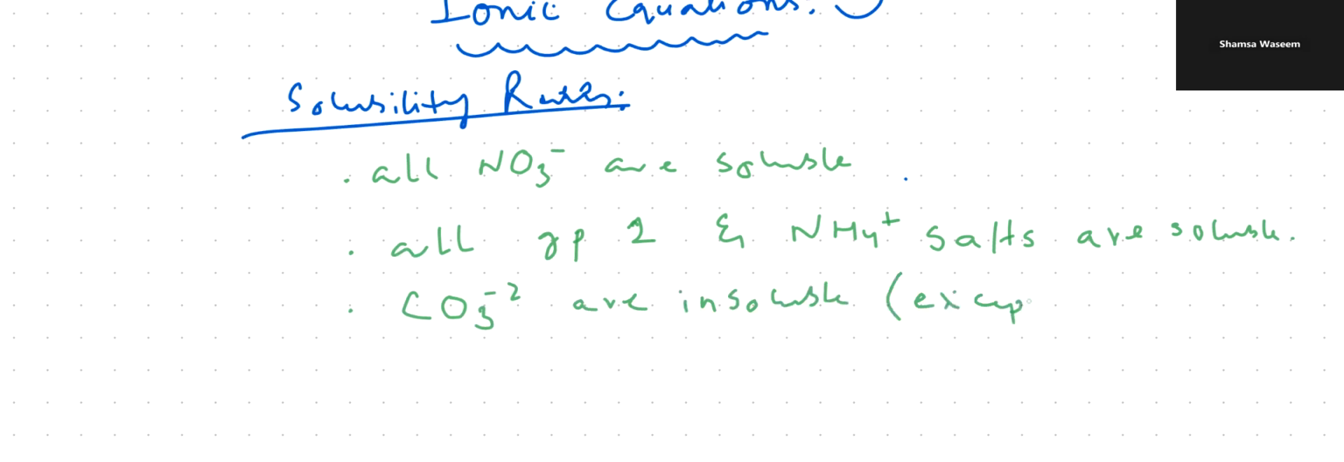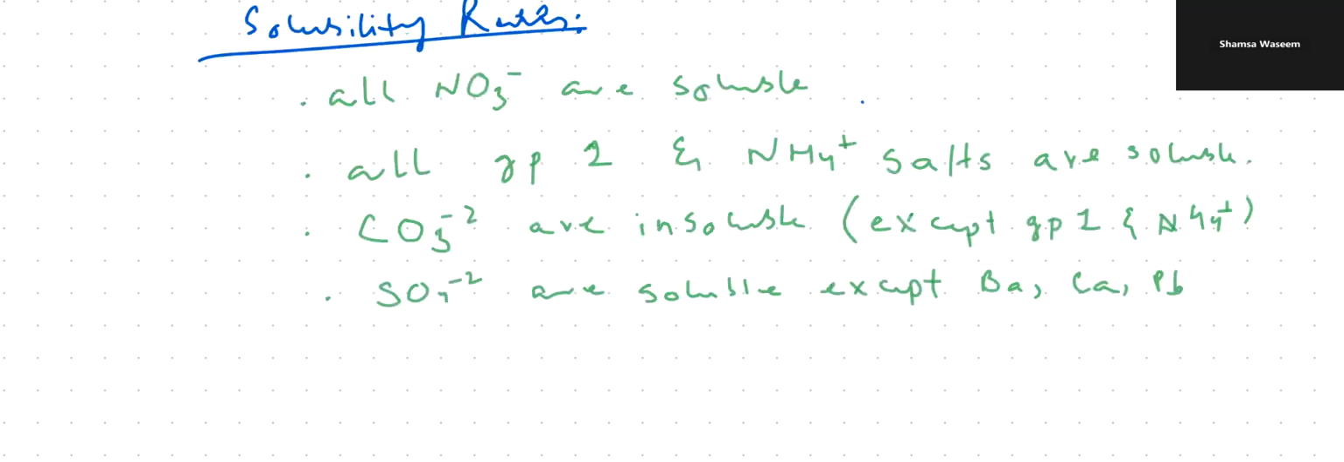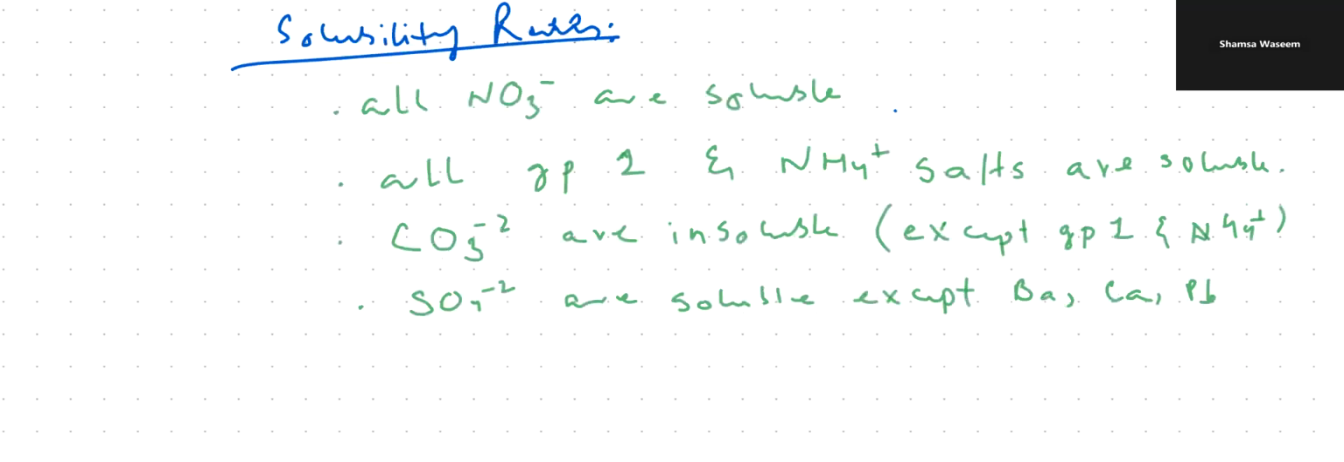All right. Then you're going to talk about sulfates, right? Most of the sulfates are soluble, except there is an exception. The exception is going to be barium, calcium, and lead. So except barium, calcium, and lead, right? That's the sulfates which are soluble, except barium sulfate will be insoluble, calcium sulfate will be insoluble, lead sulfate will also be insoluble, right?